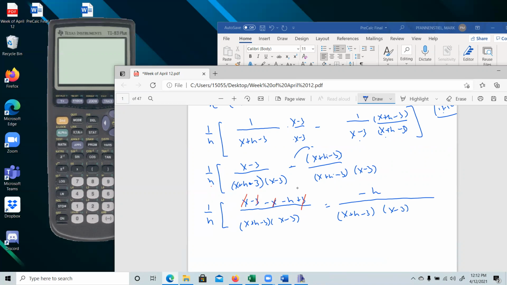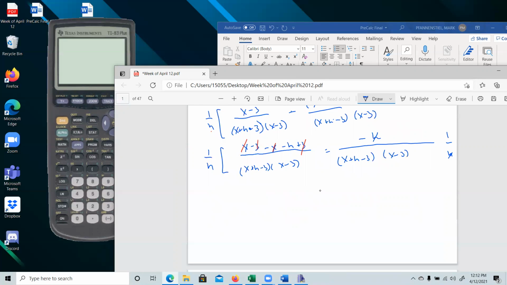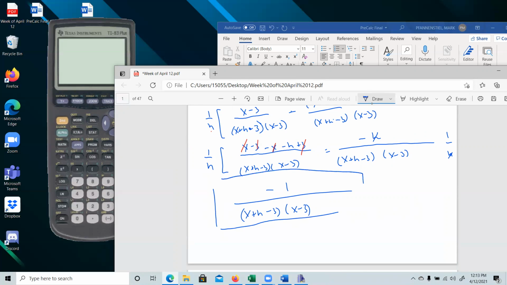We have a 1 over h out in front too, don't we? And these are going to cancel now. So when we're done, we're going to get negative 1, not negative h, negative 1, over x plus h minus 3 and x minus 3. And I know it doesn't look like an answer, but that is the answer. And at that point, you are done.